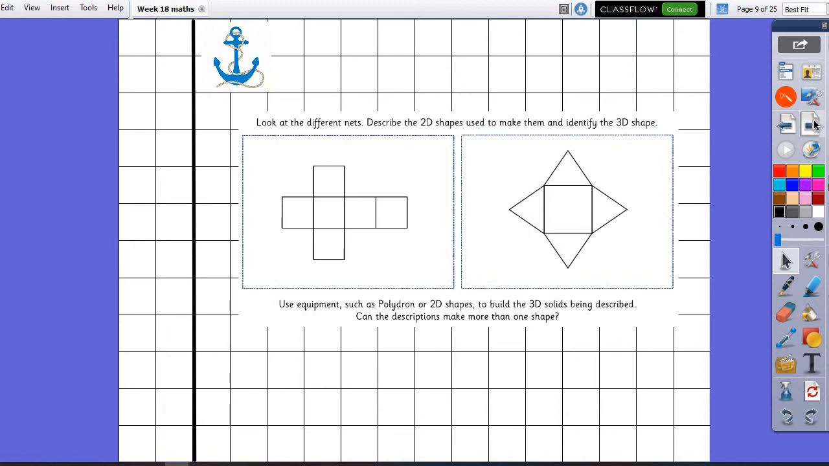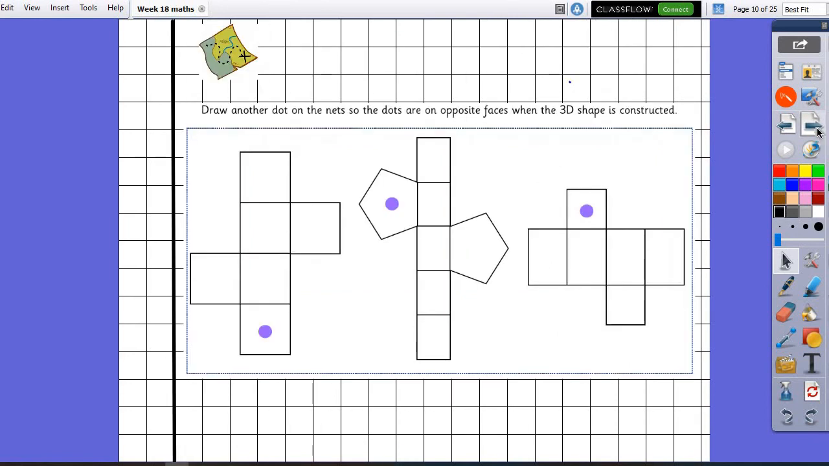And here we've got a square and 4 triangles. So think about if you were to fold that shape, what shape would that make, okay? So think about your description and knowledge of 2D shapes, linking them to 3D shapes.